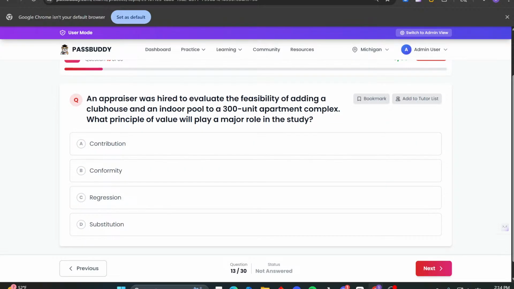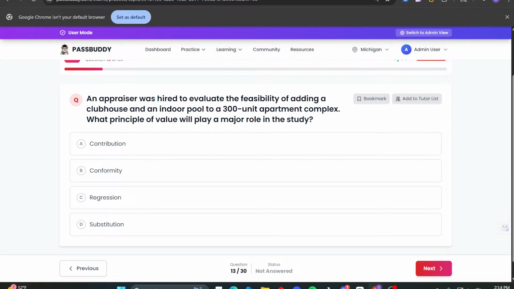So let's look at this one. This says an appraiser was hired to evaluate the feasibility of adding a clubhouse and an indoor pool to a 300 unit apartment complex. What principle of value will play a major role in the study? Is it contribution, conformity, regression, or substitution? So they added an indoor pool to a 300 unit. What do we got here?